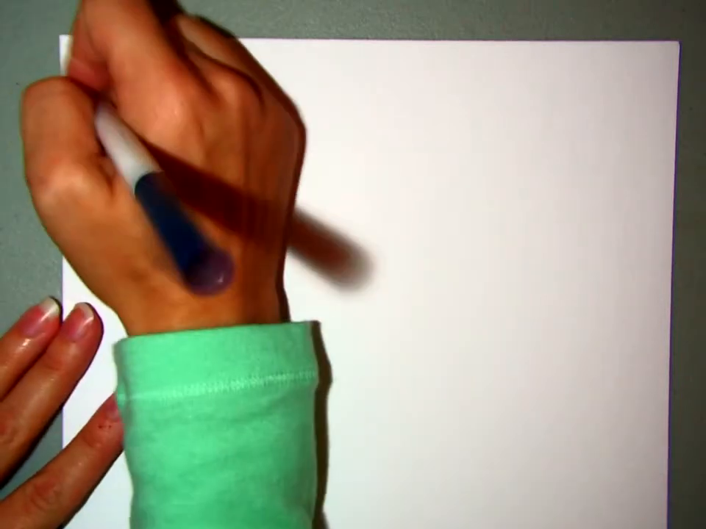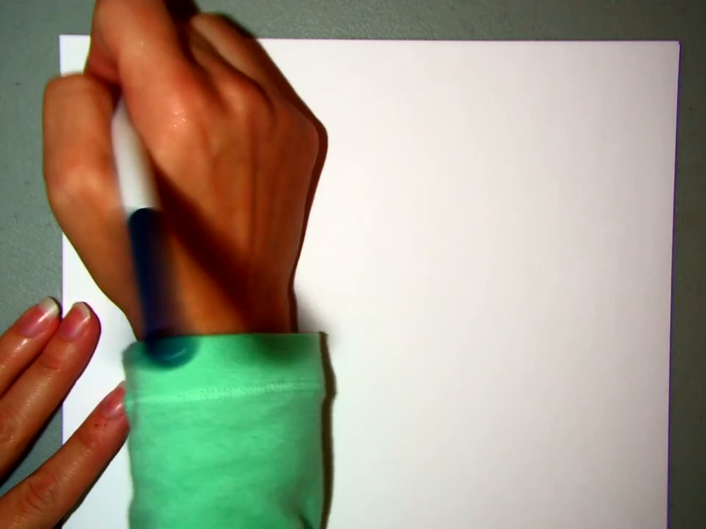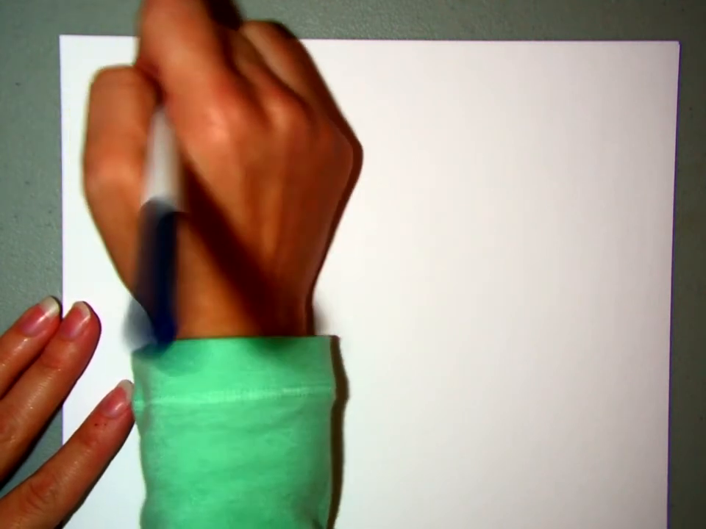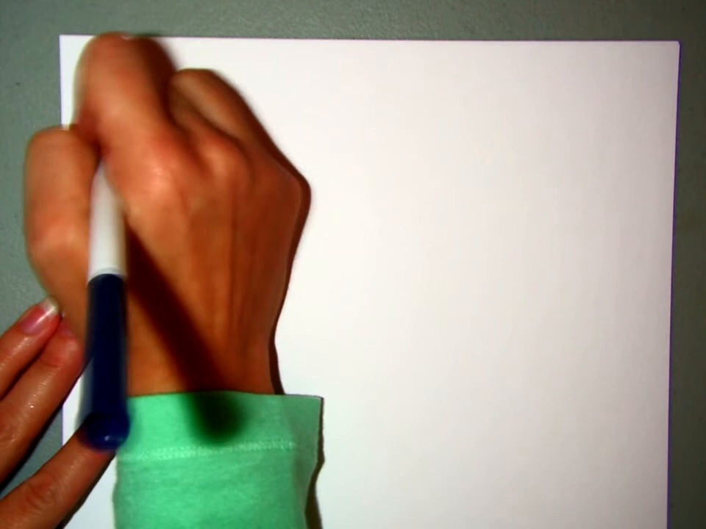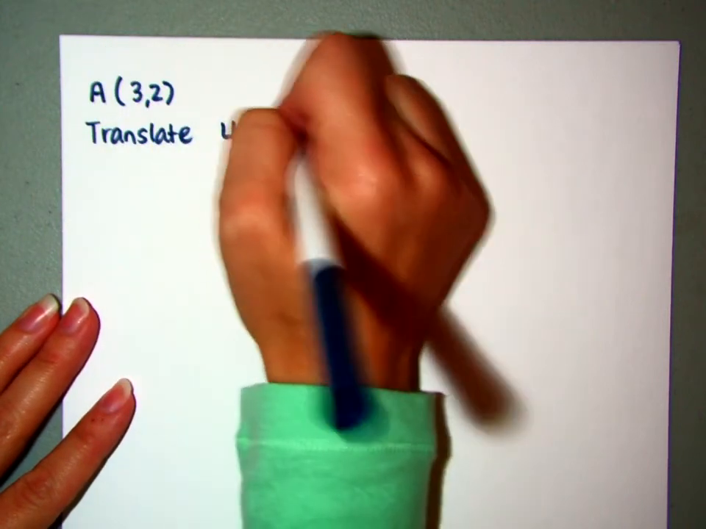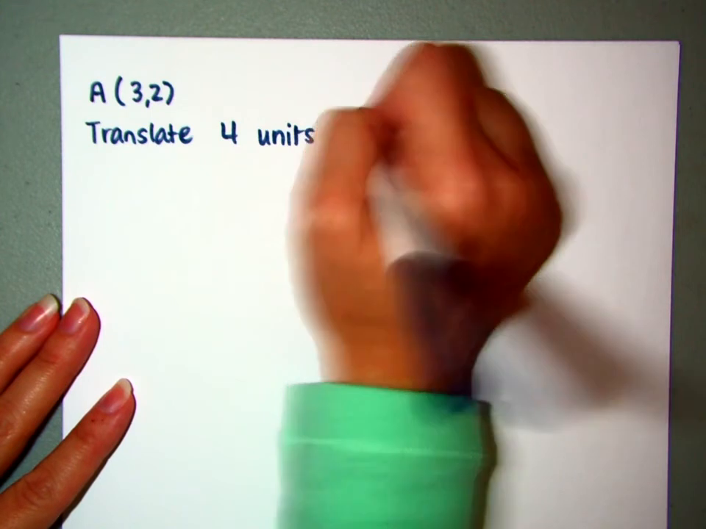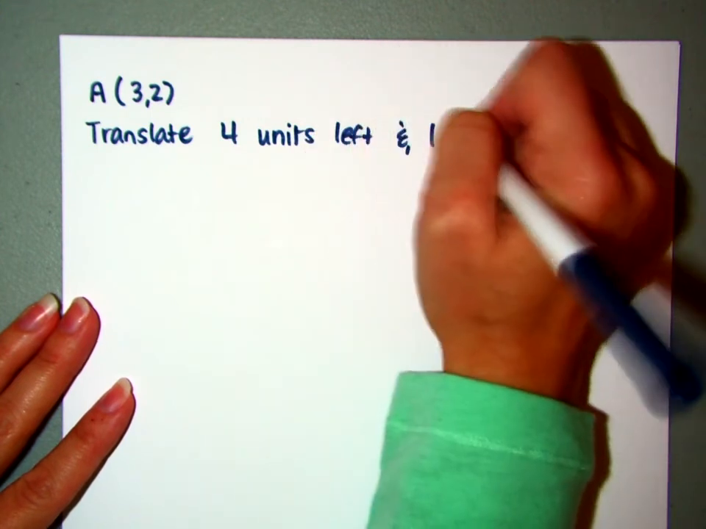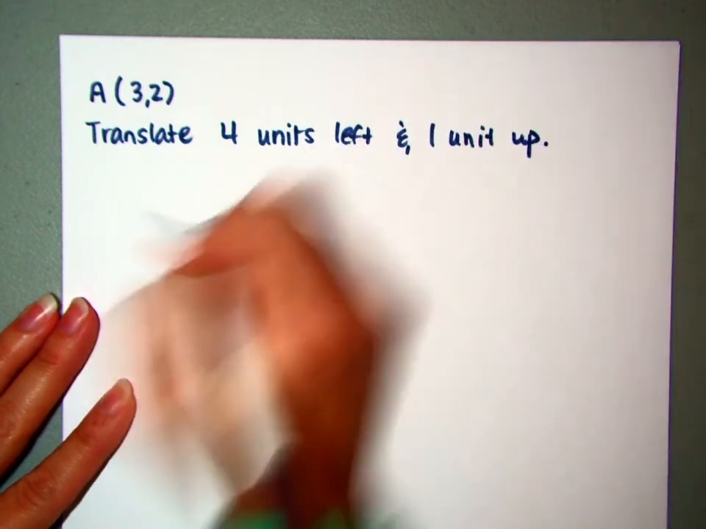This is a transformations review. Suppose that you're given A at 3, 2, and you are asked to translate it 4 units left and 1 unit up. Let's go ahead and start with the graph.